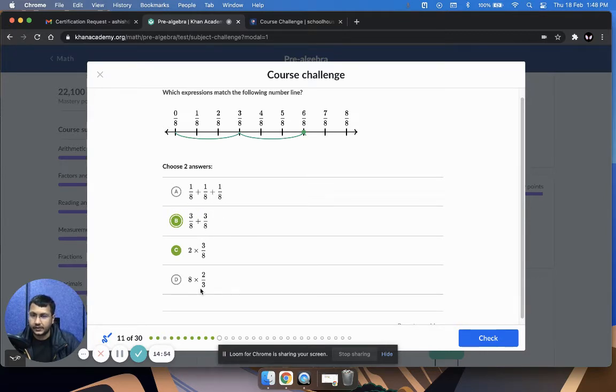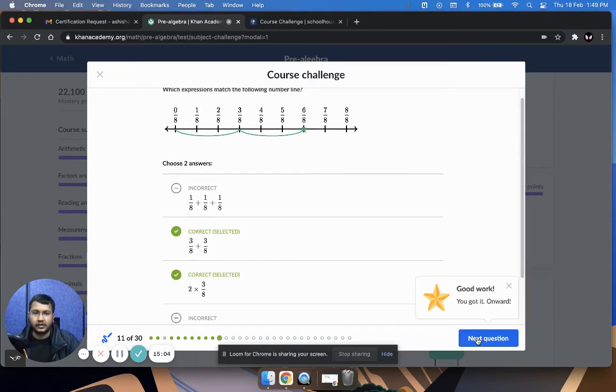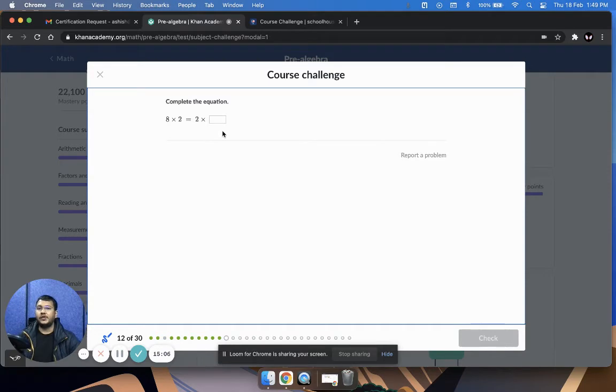D also does not make sense. We are not multiplying 2/3 by 8. So it's clearly not the case. Okay. Onwards. 8 times 2 is 2 times 8.